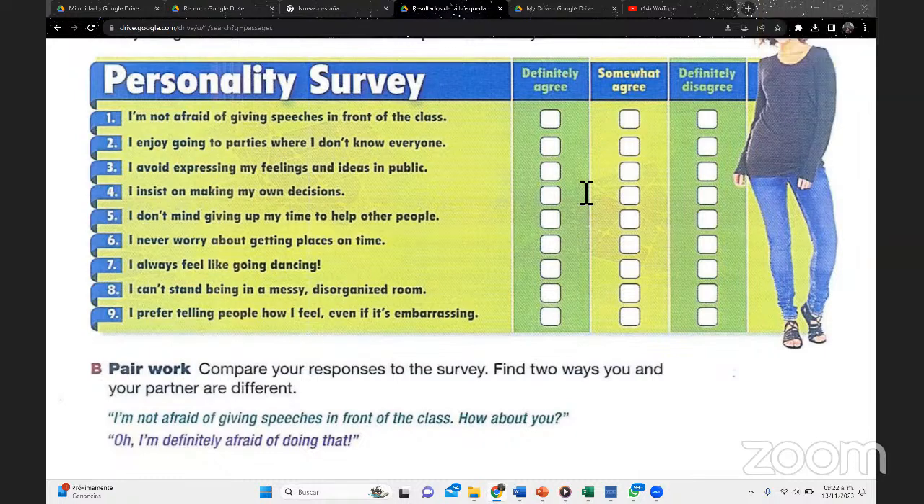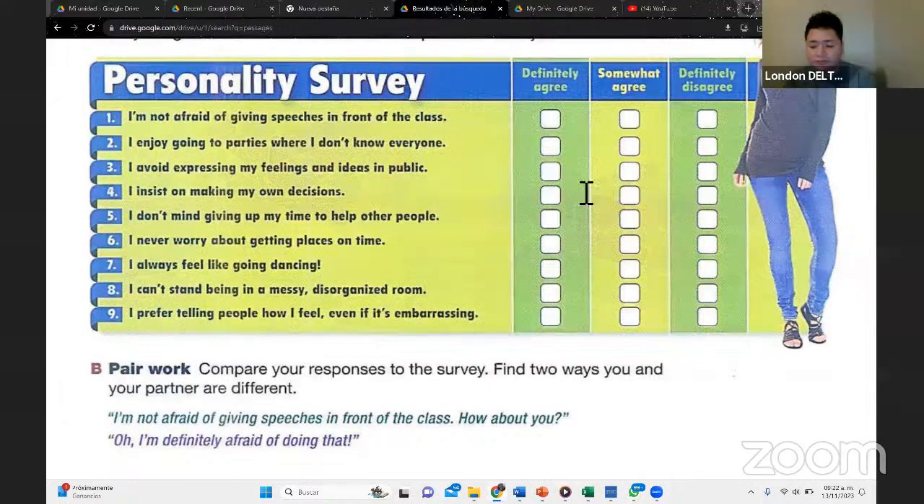Somewhat agree. Okay, somewhat agree. Very well.